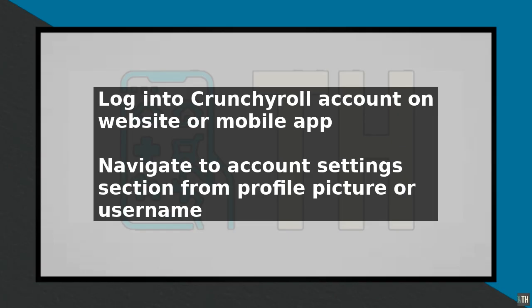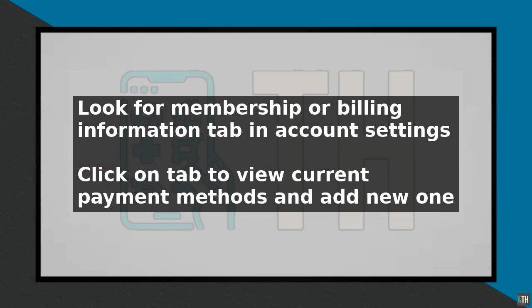In the Account Settings section, look for the Membership or Billing Information tab. This is where you will find options to manage your payment methods. Click on this tab to view your current payment methods and add a new one. To add PayPal as a payment method, click on the Add Payment Method button.